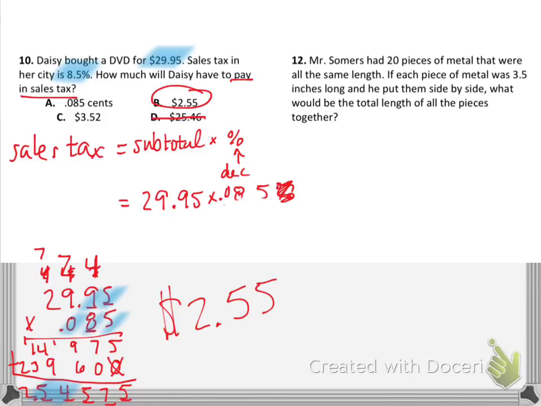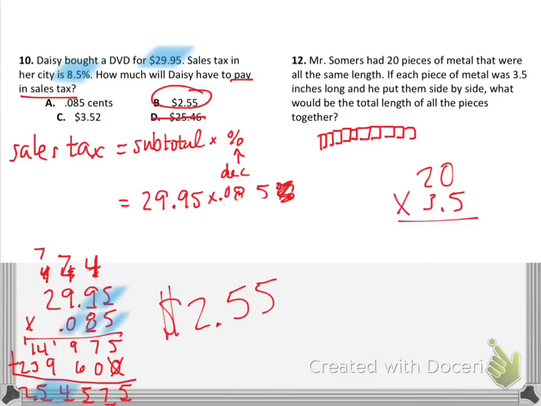Miss Somers had 20 pieces of metal that were all the same length. If each piece of metal was 3.5 inches long and you put them side by side, what would the total length of all pieces together be? Remember, when we start with small pieces and we're repeatedly adding them together, I know these aren't perfect. Let's just imagine you do that 20 times. Alright, it's called multiplication. So we have 20 times 3.5.